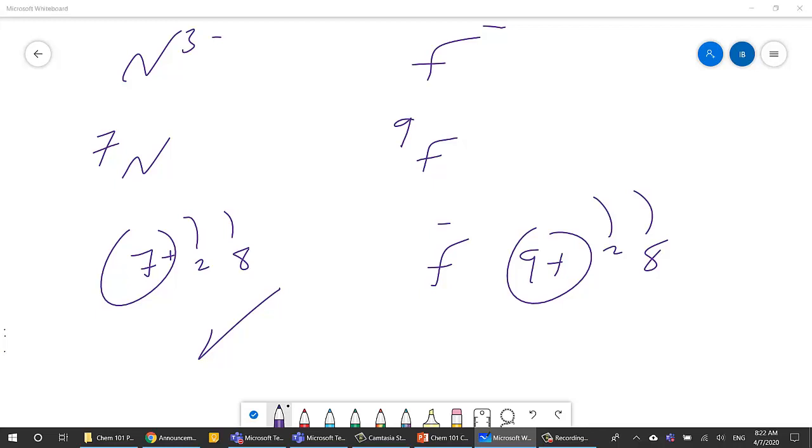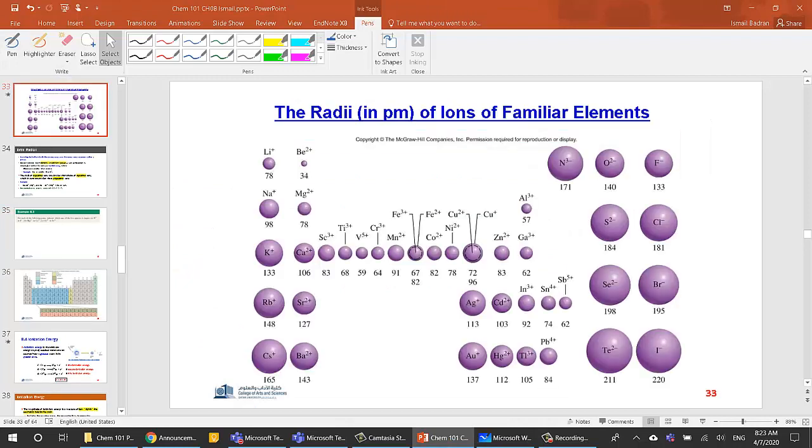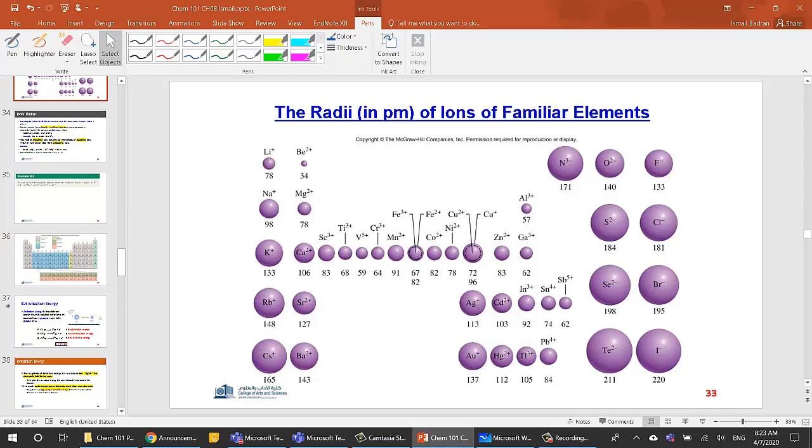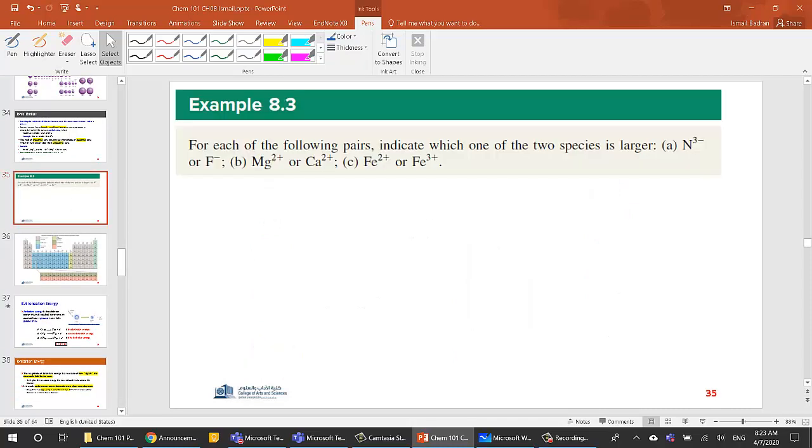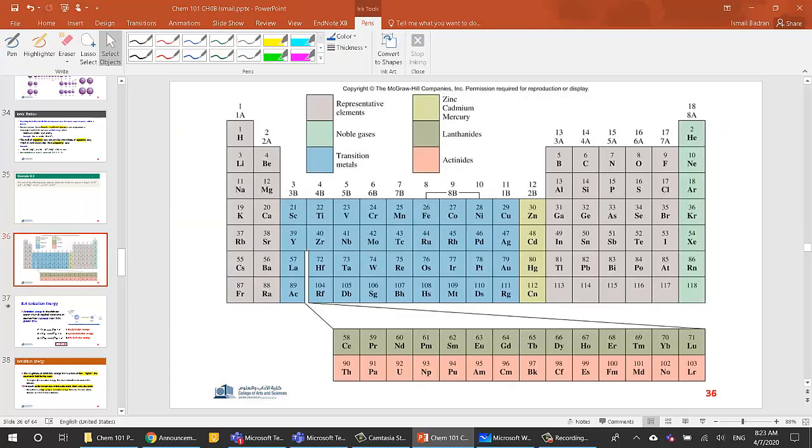Sure. And to prove that, you can just look at this picture again here. You can tell that F minus has a size of 133, while N3 minus is 171. Okay? So we did that only because these guys are isoelectronic. You can compare things with isoelectronic. Now let's move to B. B says Mg2 plus or Ca2 plus is bigger. Now we need to look at the periodic table and tell which one is larger than the other.